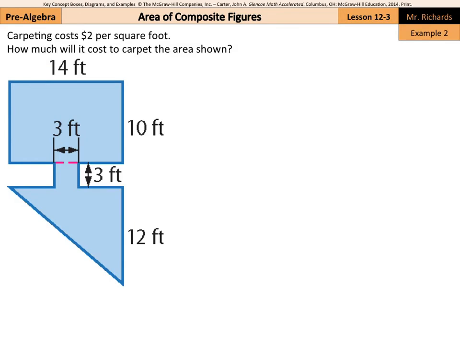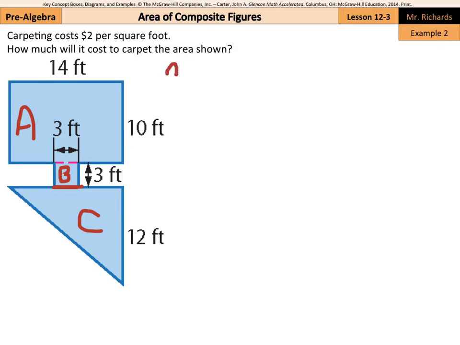In our second example, we're going to find the area of this composite figure and solve a real-world problem. Carpeting costs $2 per square foot. How much will it cost to carpet the area shown? Well, we need to find the area of this figure. And if I look here, I have shape A, which looks like a rectangle. I can break this here and call this shape B, which looks like either a square or rectangle. And then down below we have shape C. Once again, if I add A plus B plus C, I should find my total area.